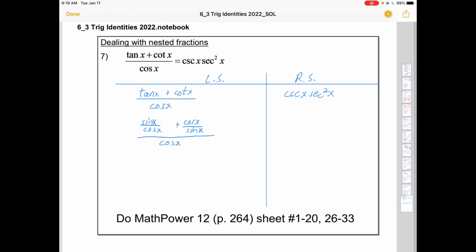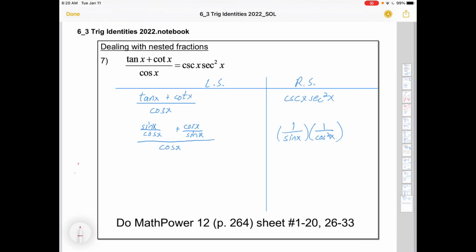On the left-hand side, I would be thinking cosecant is 1 over sine x, and secant is 1 over cos x. So the whole thing together would be 1 over cos squared x. And then I have a bigger mess than I started with, but maybe it's one that I can start to play with.